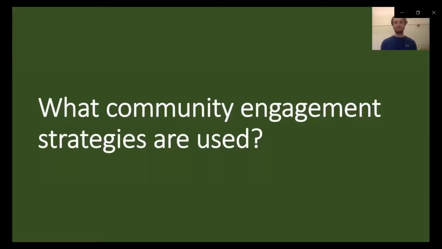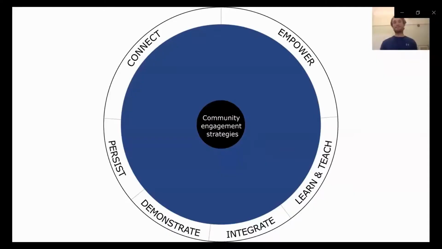So, first question: what community engagement strategies have been used in these EU LIFE projects? There are 6 different components or dimensions to community engagement strategies in EU LIFE projects.